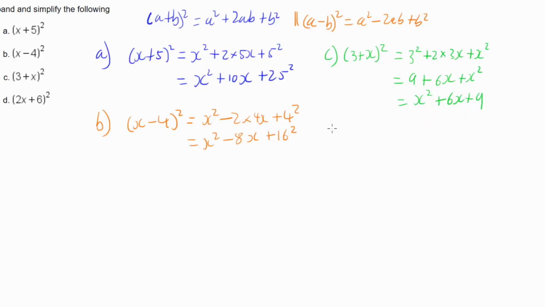And now looking at the last one, D, I've got (2x + 6) all squared. This is going to be the same process. I've just got to take care of the fact that everything in the first term is squared. So I'm going to have (2x) all squared plus 2 times the multiplication of these two together, so 6 times 2x, plus 6 squared, the last term squared. So I'm going to have (2x) squared is going to be 4x squared plus 2 times 6 is 12, times 2 is 24x, plus 6 squared is 36.